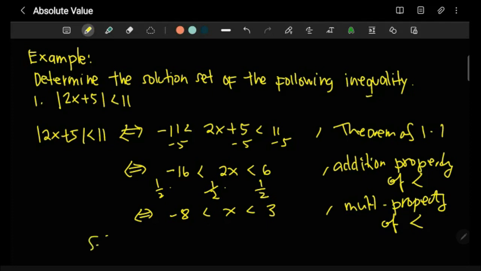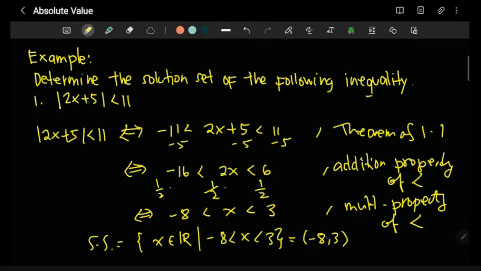So, we were able to solve the solution set. The solution set is equal to all real number x in the set of real numbers such that x is between negative 8 to 3. Well, in our notation of open interval, that's also can be written as negative 8, 3. Yan, in open interval notation.